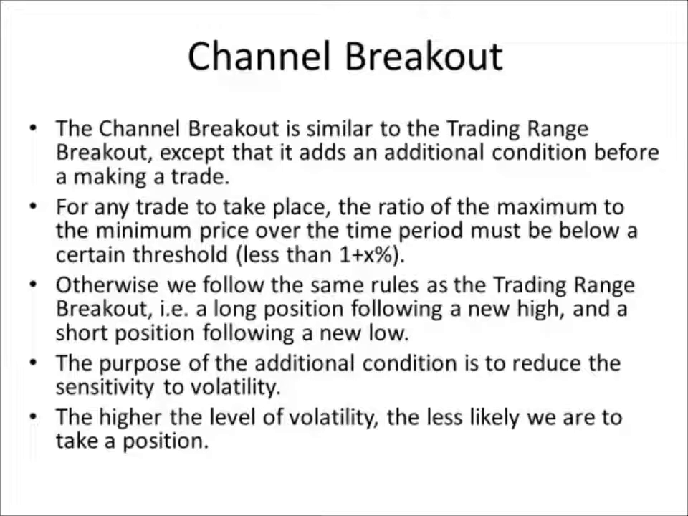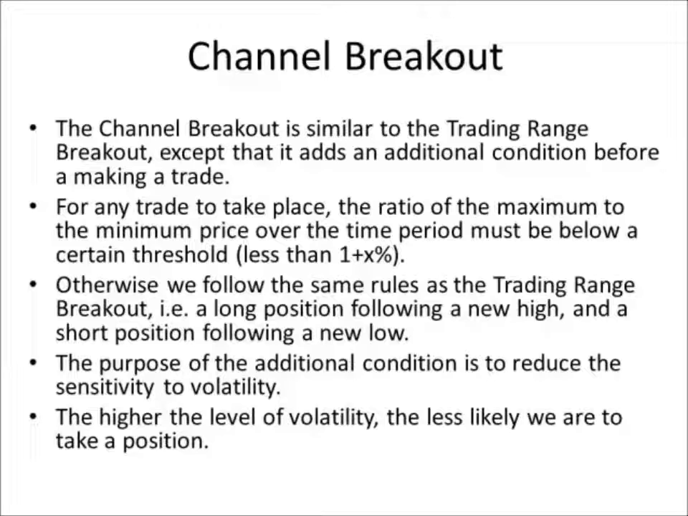Now let's try and motivate why this is the case. Well, when the ratio of the maximum to minimum is fairly small, that means volatility is quite low, right? Maximum and minimum are close together. If they're very far away, the max and min are very far from each other, then it's very volatile, right? And the purpose of this condition is to reduce the sensitivity to volatility. What we're saying is that if the price is extremely volatile, then we don't want to trade. That's what we're doing with this new rule.